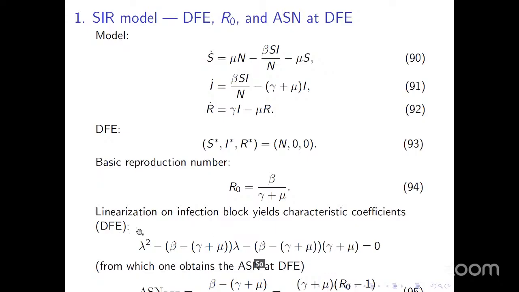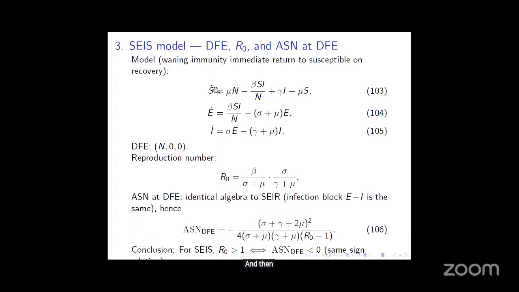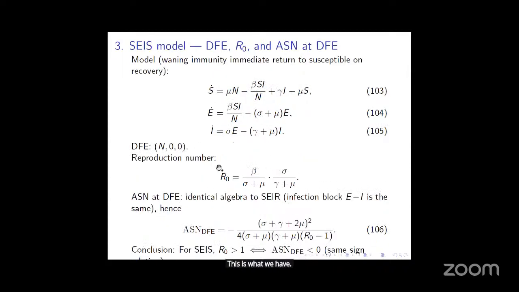So if we linearize, some of this stuff I can't really clearly see. If we linearize and follow all the steps, and then we try to compute the diagonal strength number at the disease-free equilibrium, we have the following equation. And then for the second case, for the SEIS, this is what we have. The reproductive number will be given by this. And in terms of the diagonal strength number, it will be given by equation 106.